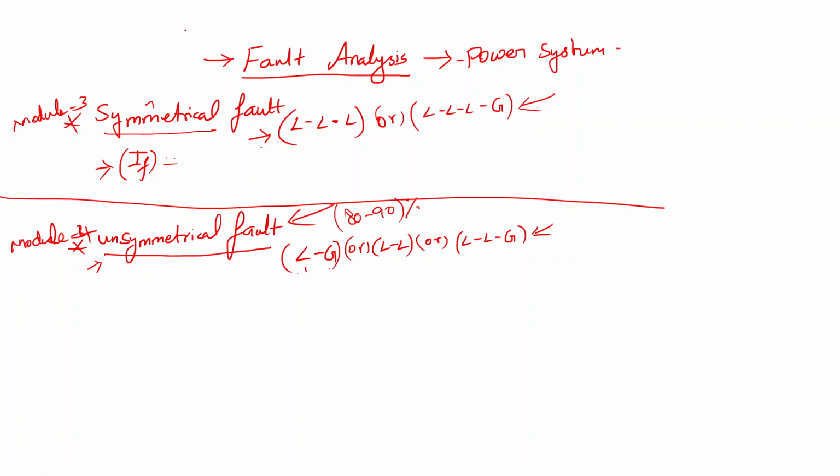And also the load can be neglected during fault. For example, if a fault occurs in the system, during that time we can ignore the load, because in a symmetrical fault, all the three lines are shorted. All these three lines are shorted.